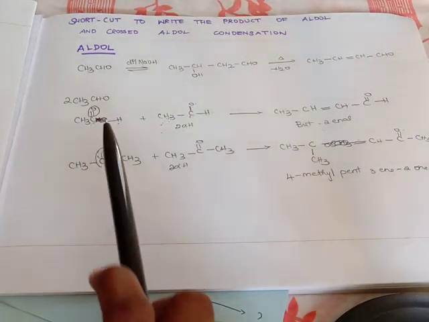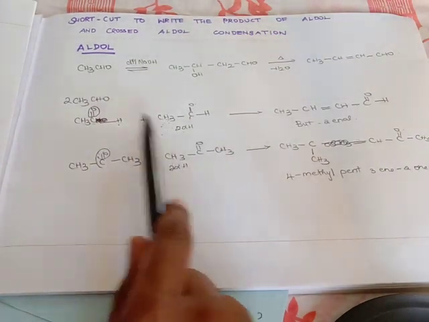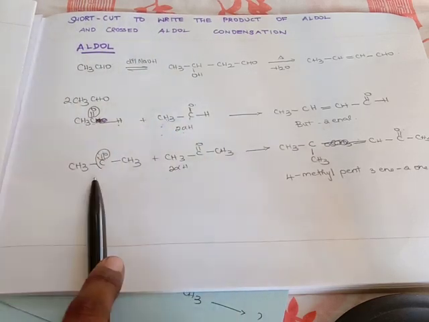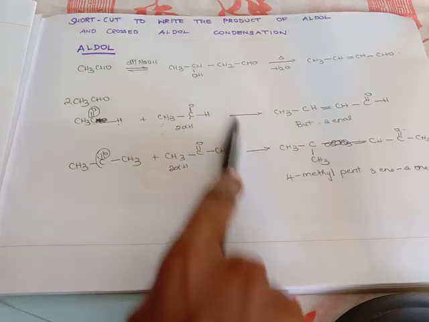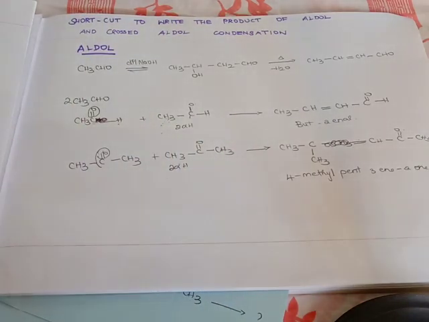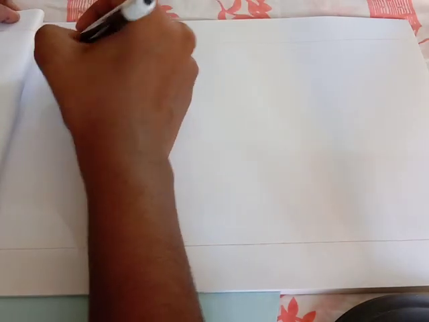Again I'll explain for aldol. You will have similar compounds. This is acetaldehyde, this is acetaldehyde. Acetone reacts with acetone. In that case it is called aldol. If two different compounds, it is called crossed aldol. Now let's see an example of crossed aldol, students.